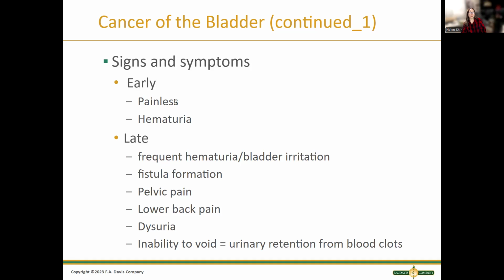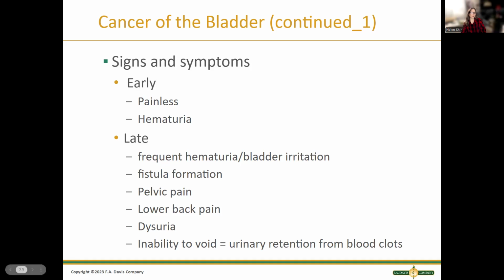This means that most people don't seek medical attention until the bladder cancer has advanced and become more severe. As it gets to the later stages of bladder cancer development, you're going to have more episodes of hematuria. And at this point, you could also have bladder irritation, which is things like pelvic pain, distension, pain with palpation in the lower abdomen, things like that. You could have a fistula formation.